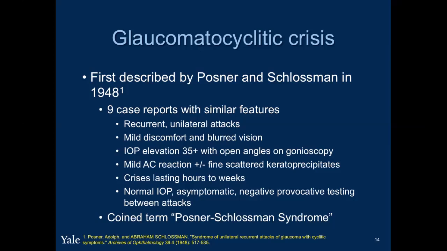They also had documented negative provocative testing, which is when we dilate the eye and see if there's a change or a rise in the IOP following dilation. Based on these clinical symptoms that these patients all shared, they coined the term Posner-Schlossman syndrome.